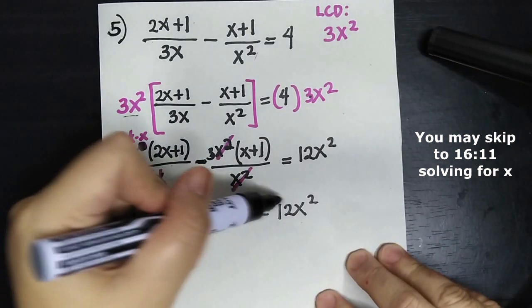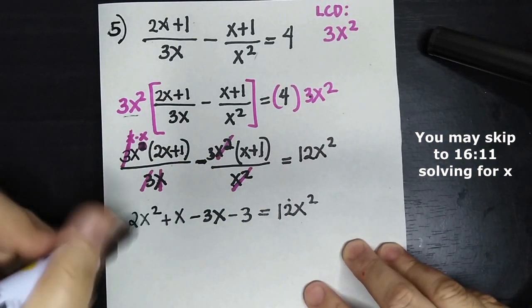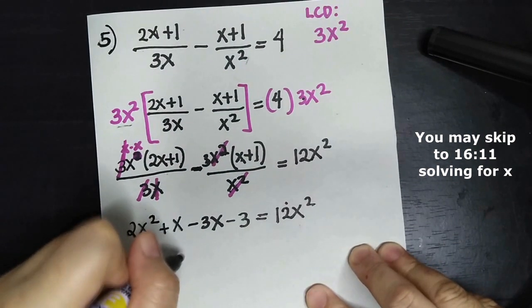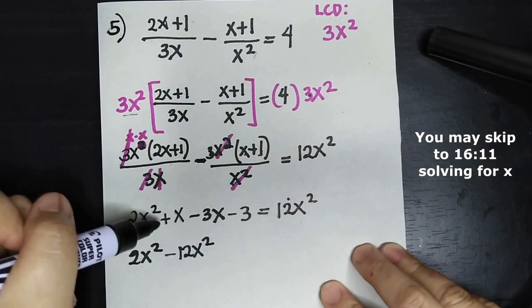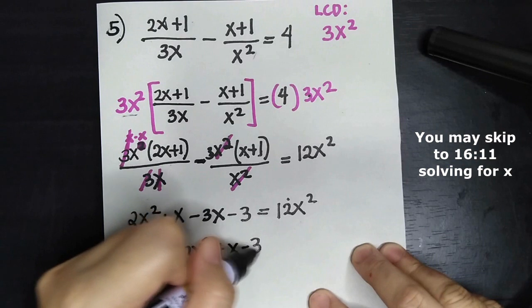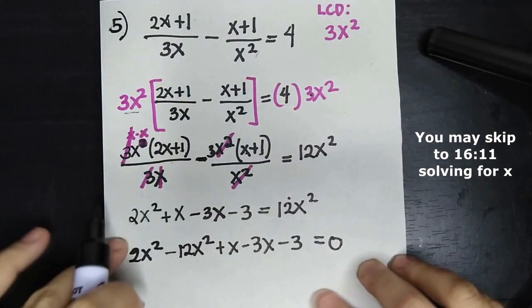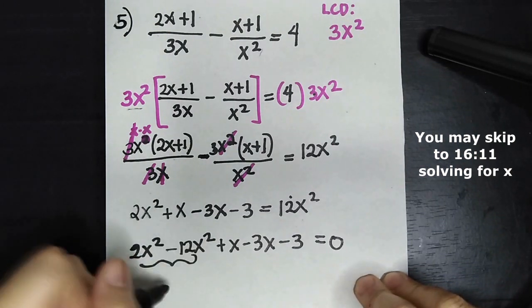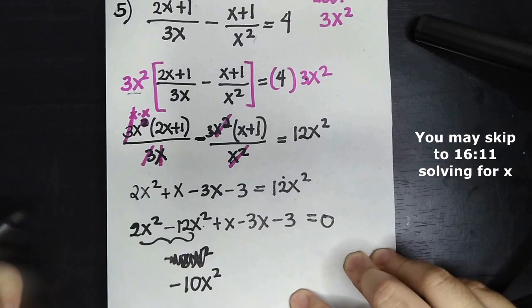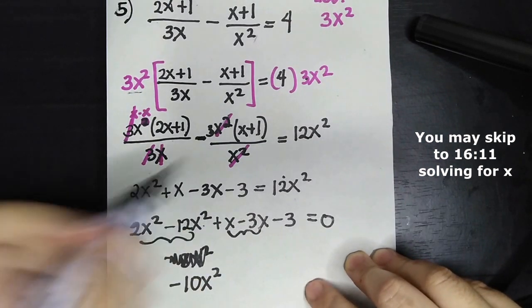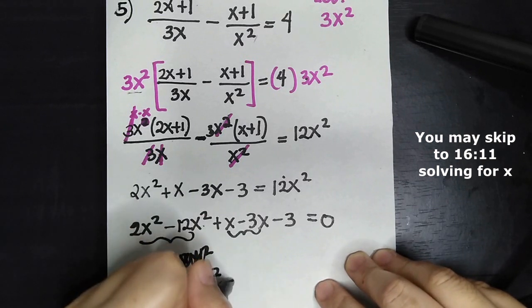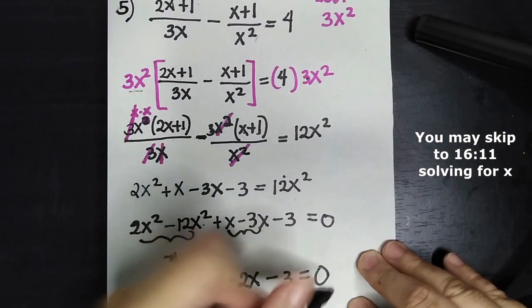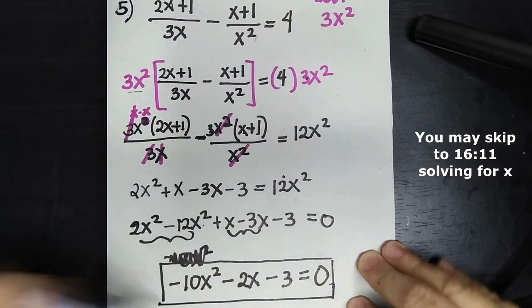So, ang gagawin natin ngayon is to transpose 12x squared to the other side. So, magiging 2x squared. Katabi niya ang like term which is negative 12x squared. And then, positive x minus 3x minus 3 equals 0. So, combining like terms tayo, 2x squared minus 12x squared, this is negative 10x squared. And then, ito naman, like terms, positive x minus 3x magiging negative 2x minus 3 equals 0. So, ito na ang ating quadratic equation in standard form.